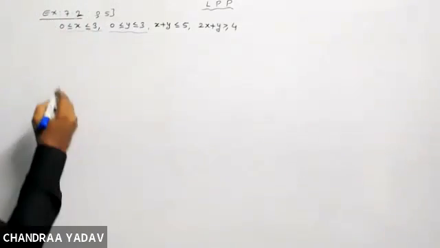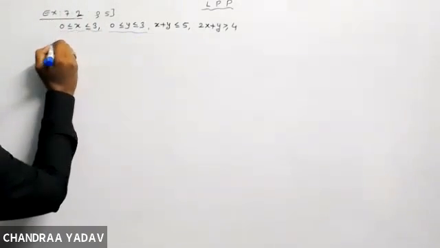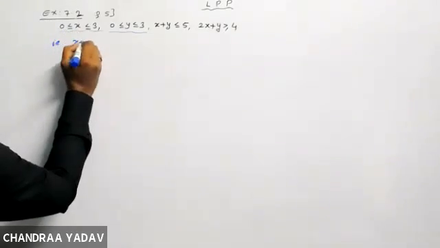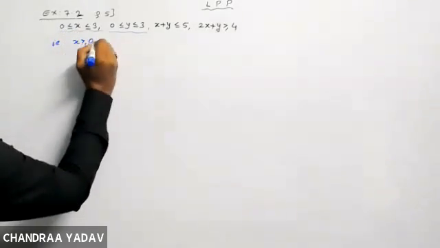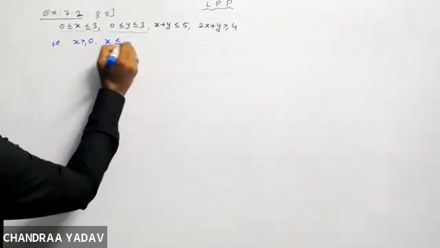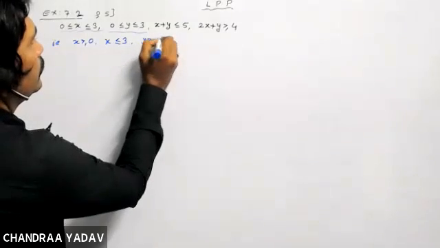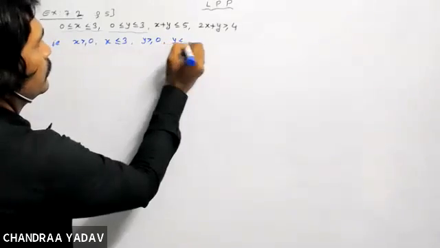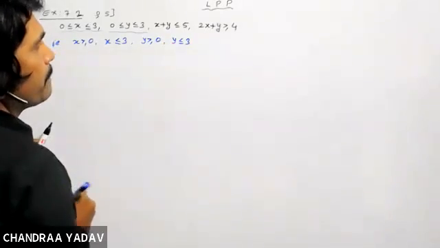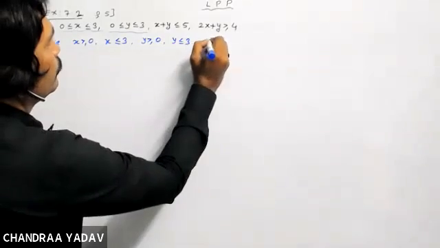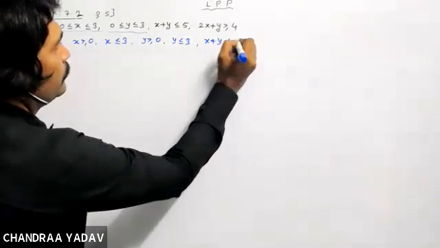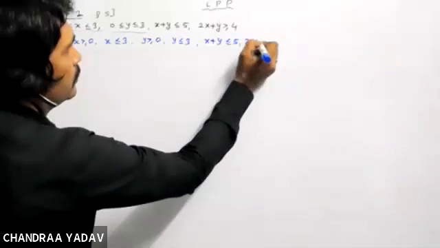So we can write here that x is greater than 0, x is less than or equal to 3. Understood? Same way, y is greater than or equal to 0 and y is less than or equal to 3. And then further, x plus y. So we rearrange the question again.